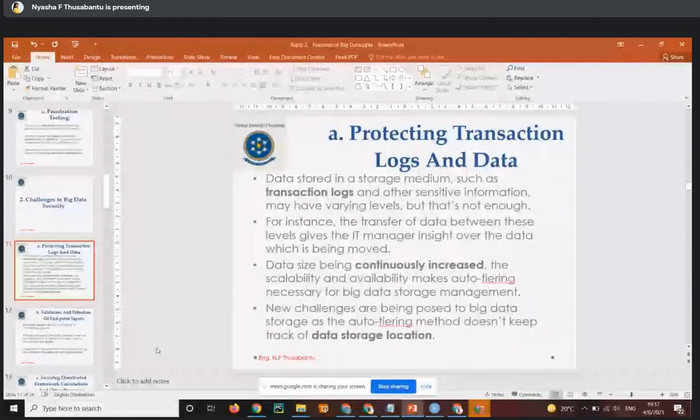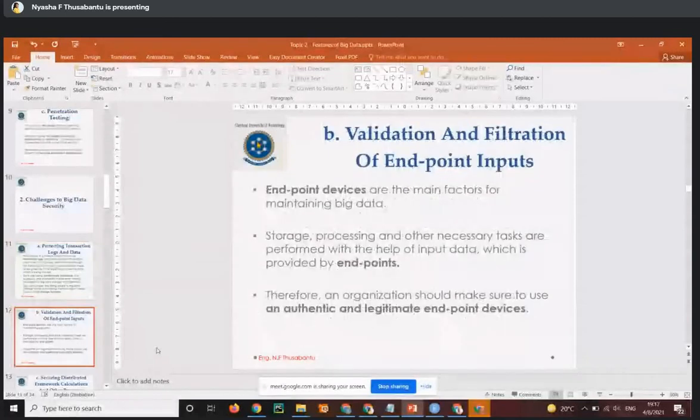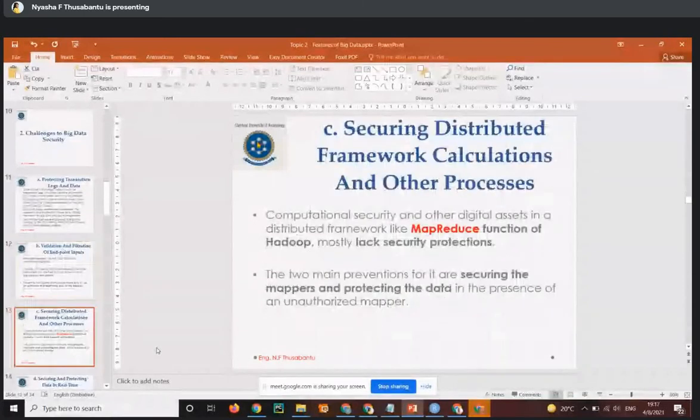Then validation and filtration of endpoint units at the edges of our network. What are we going to do to protect the data? We are trying to protect what's inside our network and what goes out of our network. So you need technologies, the technology pillar of protecting our data. And securing distributed frameworks and other processes, like MapReduce, we'll talk about that tomorrow.